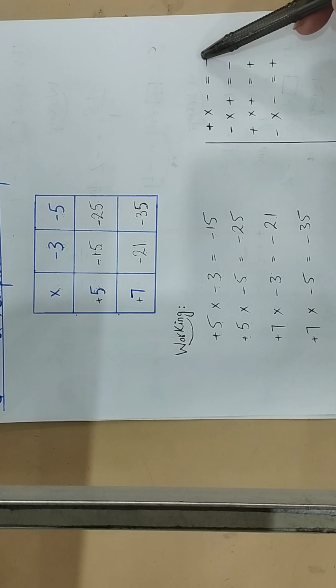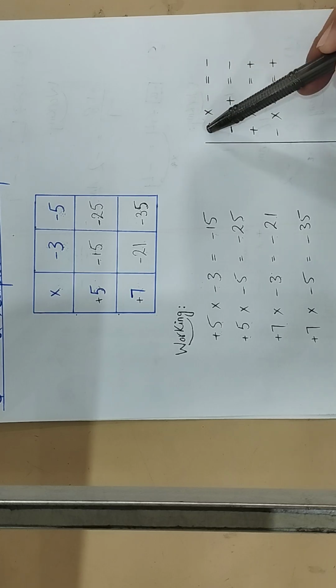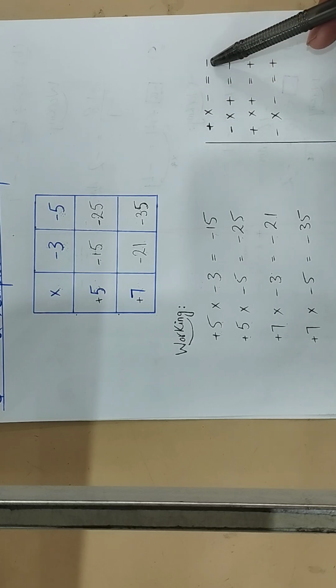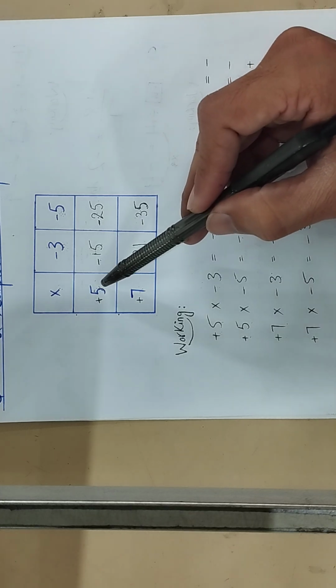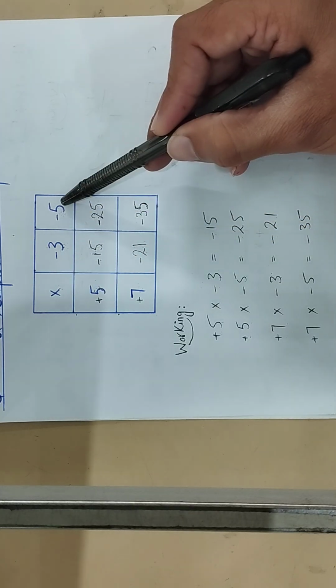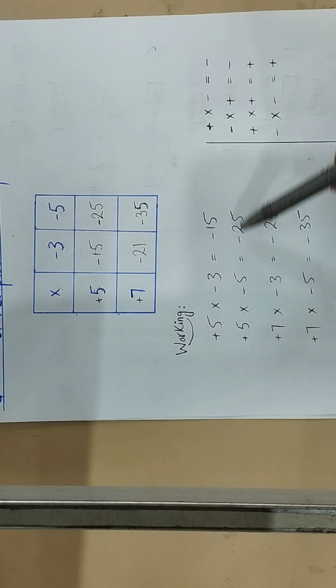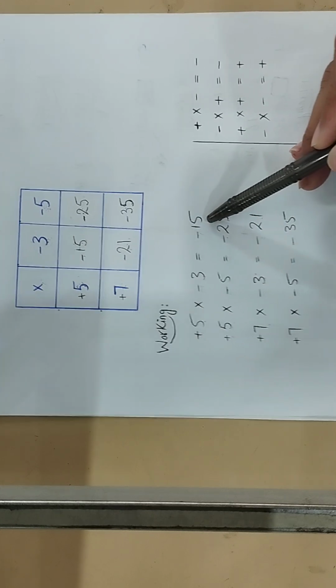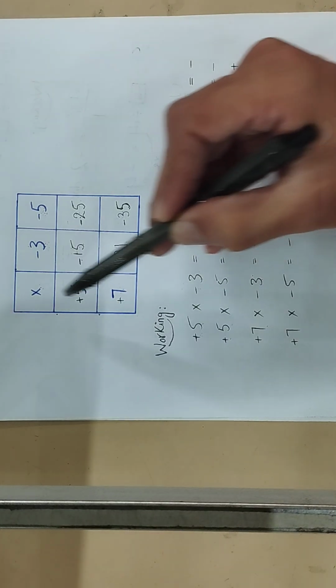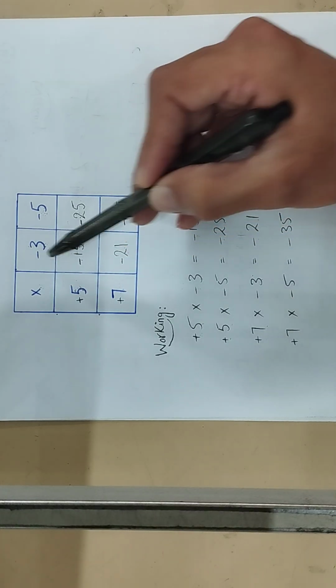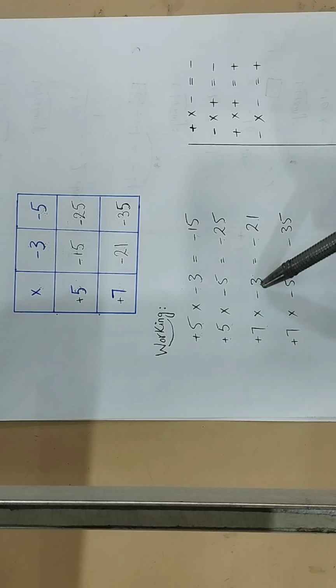We have discussed these multiplication rules of integers. Plus multiply minus is equal to minus. Now the second one is plus 5 multiply minus 5. 5 5s are 25 and plus multiply minus is equal to minus. Then plus 7 multiply minus 3. It's 7 3s are 21 and plus multiply minus is equal to minus.